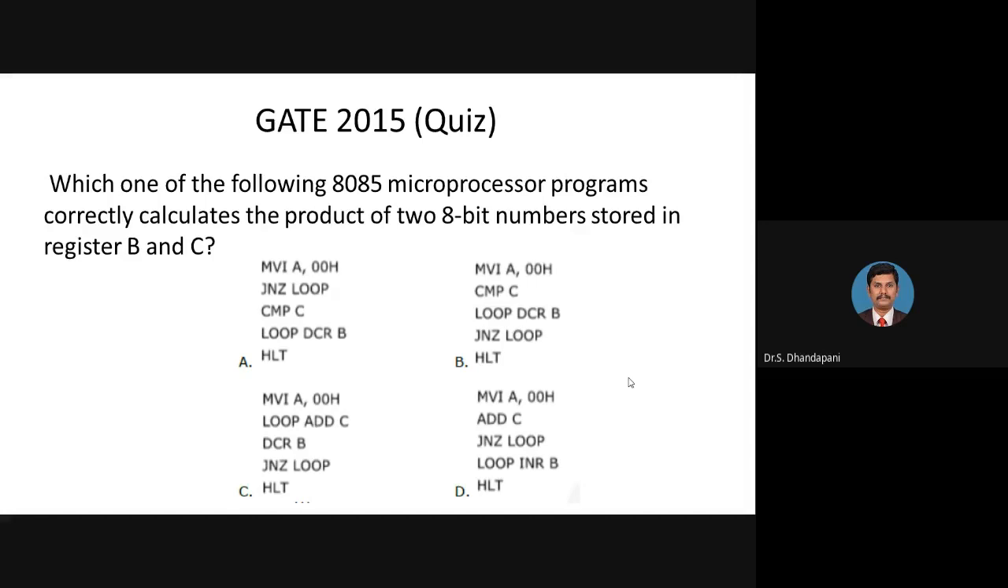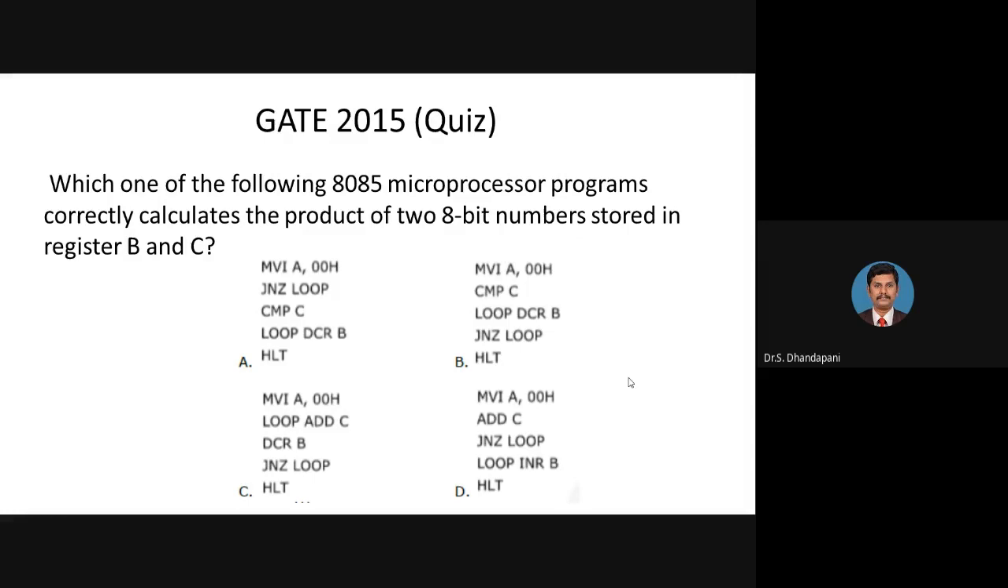In the 8085 microprocessor, there is no instruction available for multiplication. The logic we have to follow is repeated addition. We have to add one number repeatedly another number of times. So repeated addition is multiplication. For example, if you want to multiply 5 cross 2, we have to add the number 2 five times. So if we add the number 2 five times, we will get 10. So this is the logic we are using in 8085.